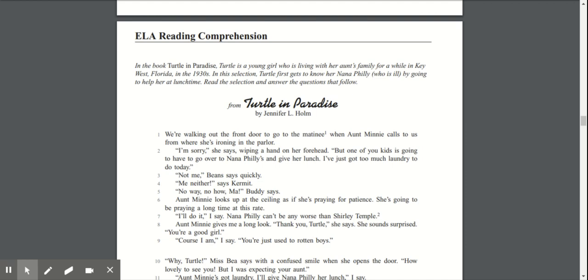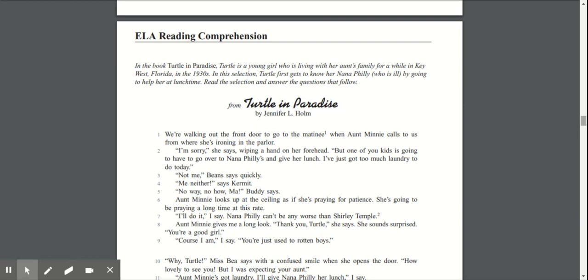So we're up here. In the book Turtle in Paradise, Turtle is a young girl who is living with her aunt's family for a while in Key West, Florida in the 1930s. In this selection, Turtle first gets to know her nana Philly, who was ill, by going to help her at lunchtime. Read the selection and answer the questions that follow.